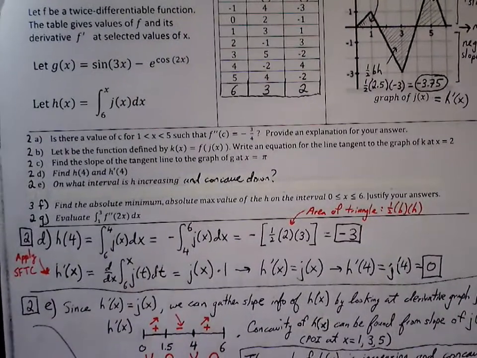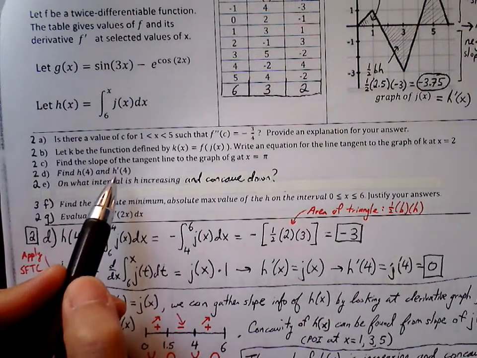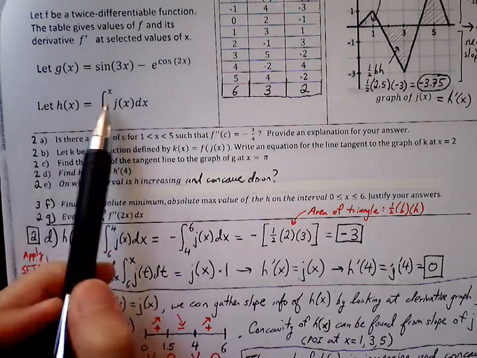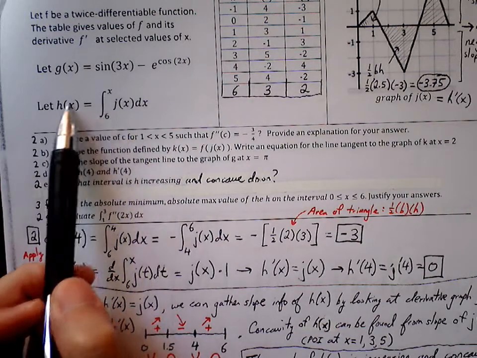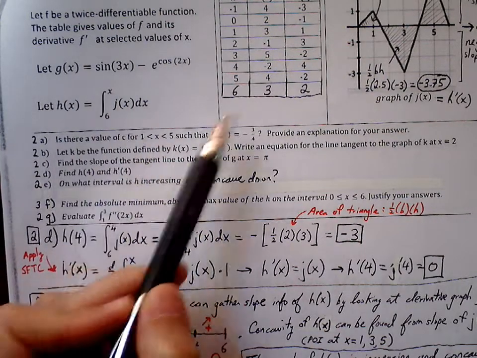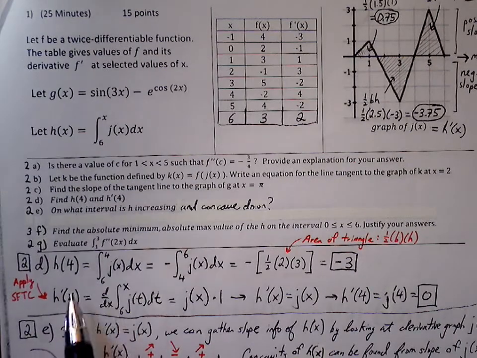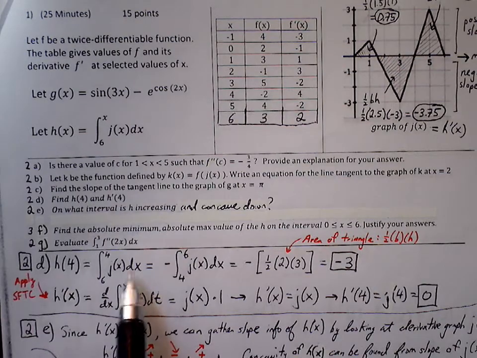Okay, part D says find h of 4 and find h prime of 4. So h of 4 is just using this equation here, replace every x with 4 and see if we can use the graph to help us out. So h of 4 is just the definite integral from 6 to 4 of j of x dx.